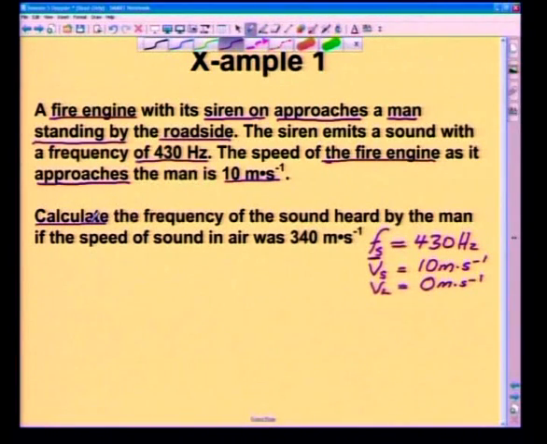All right. Now, the question is, calculate the frequency of the sound heard by the man if the speed of sound in air is 340 meters per second. Now, this is now V without any subscript. This is the velocity of the sound waves in the medium which is air. So as the sound waves move in that air medium, we are told the velocity at that point is 340 meters per second. Now let's see how we can calculate for the observed frequency. We now have all the given information.